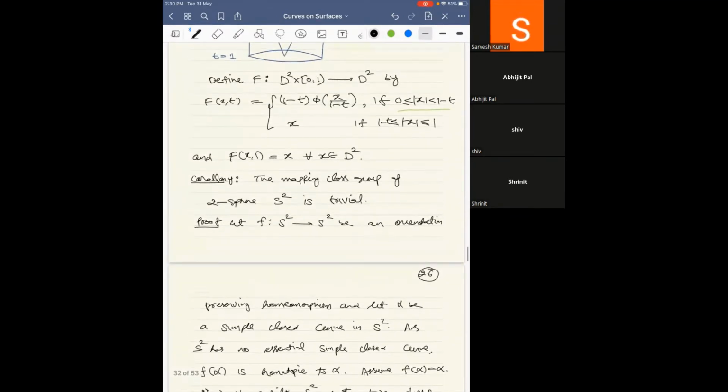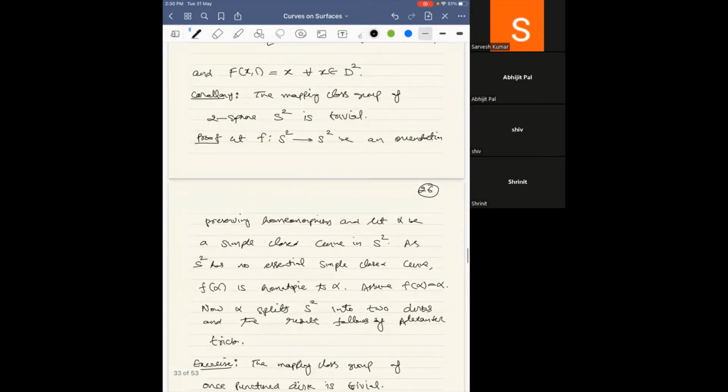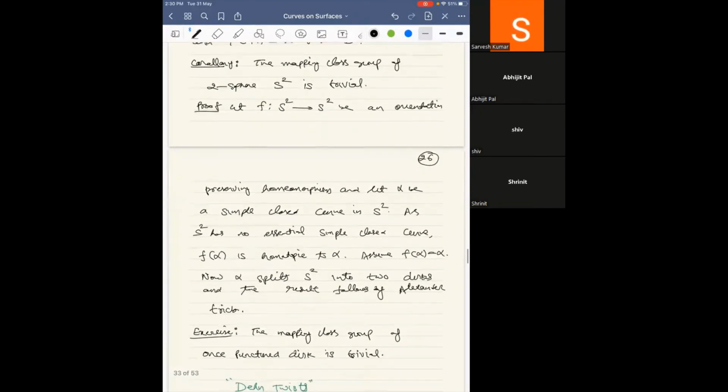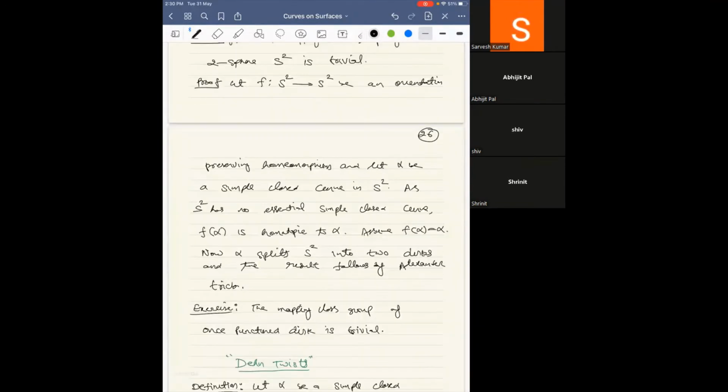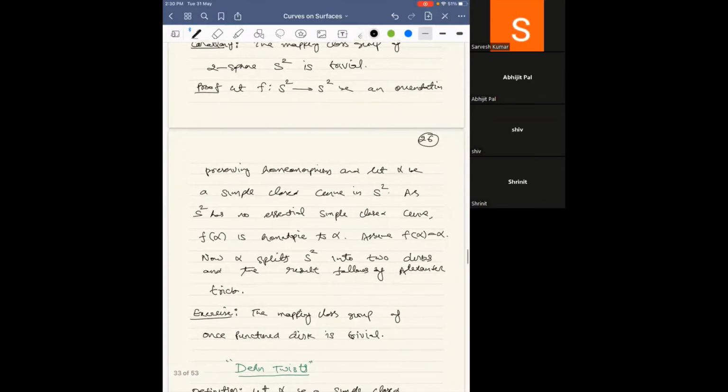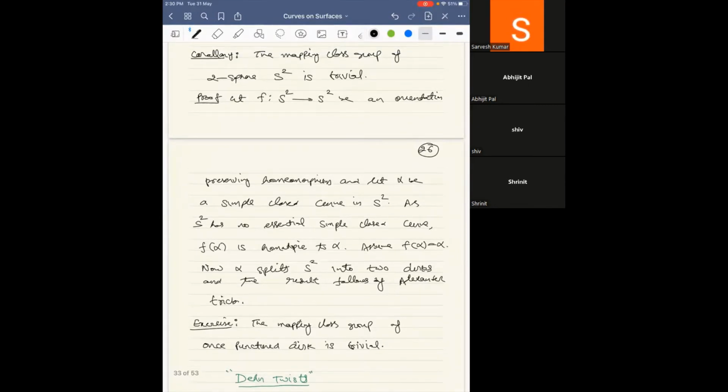I think that's okay. f may send one disk to the other disk. It won't happen because of, no, that will change the orientation. So that we are not considering. Yes. If you consider it, then you have to consider Z2.